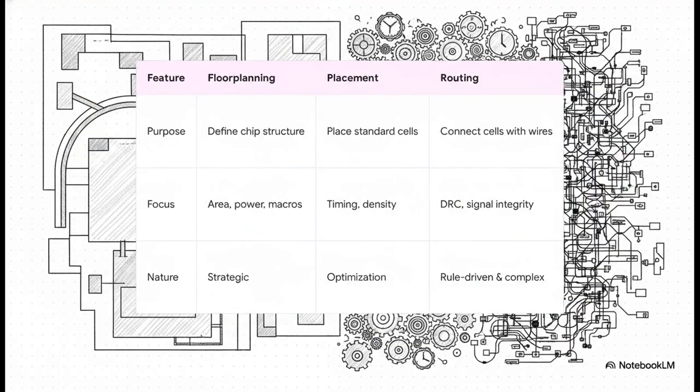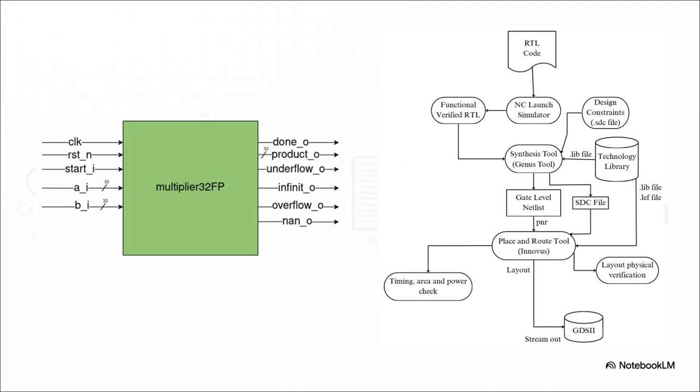This table really breaks it down nicely. You can see how the focus totally shifts. You go from the high-level architectural strategy of floor planning to the insane optimization puzzle of placement, and then finally to the incredibly complex, rule-driven job of routing, where you have to make sure millions of tiny wires don't short each other out.